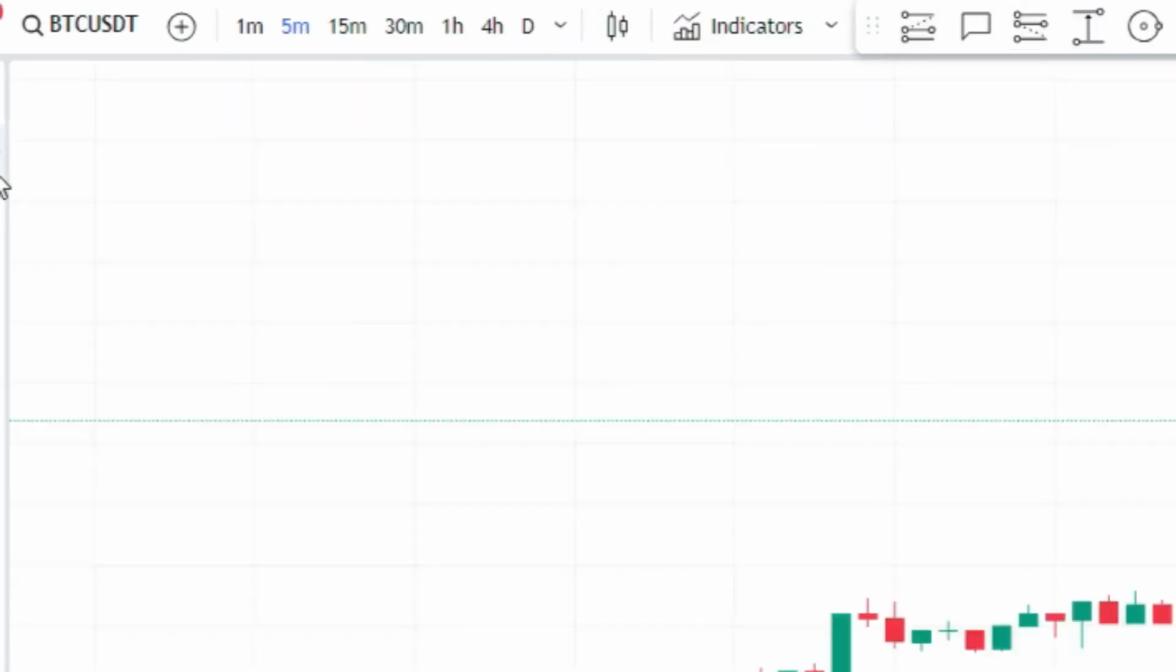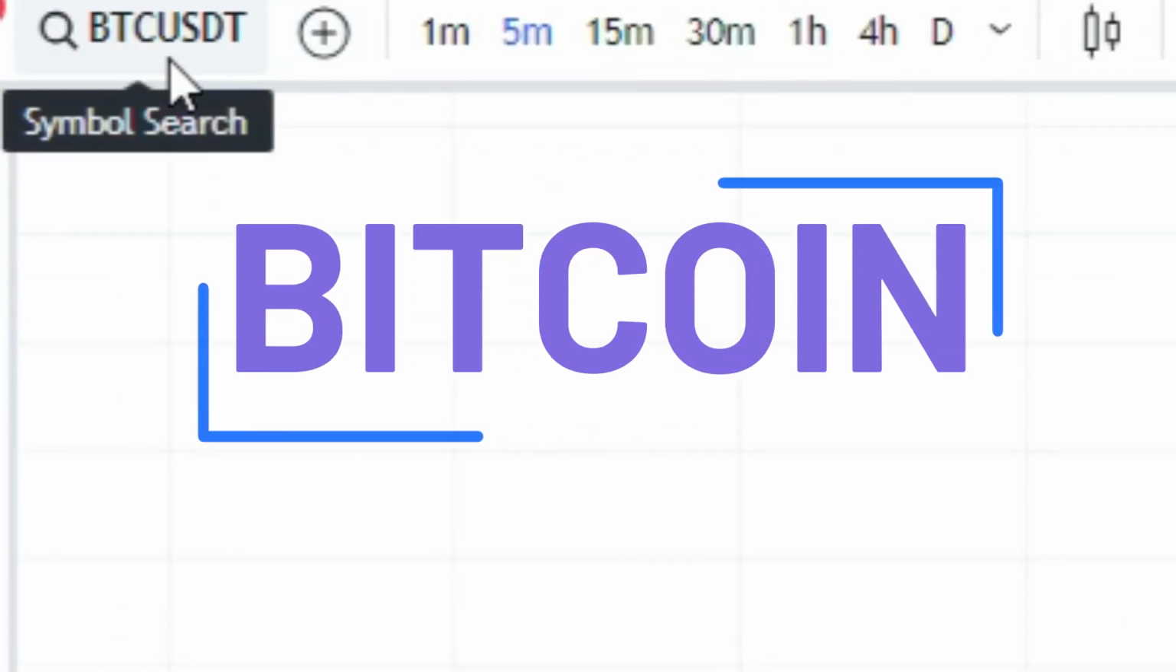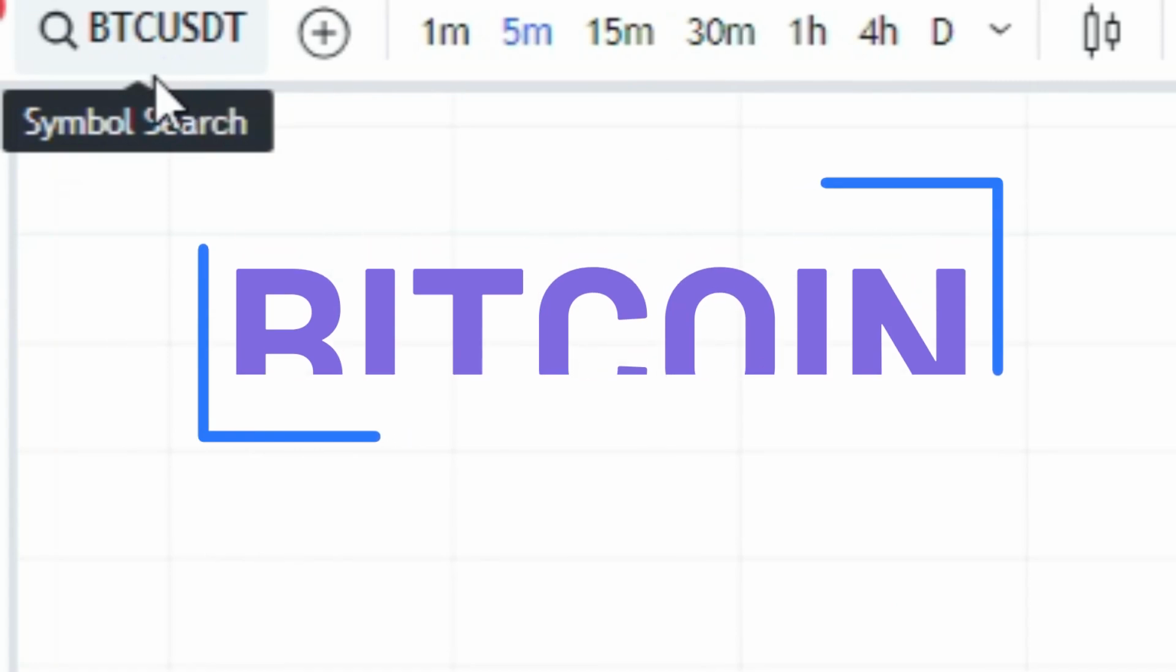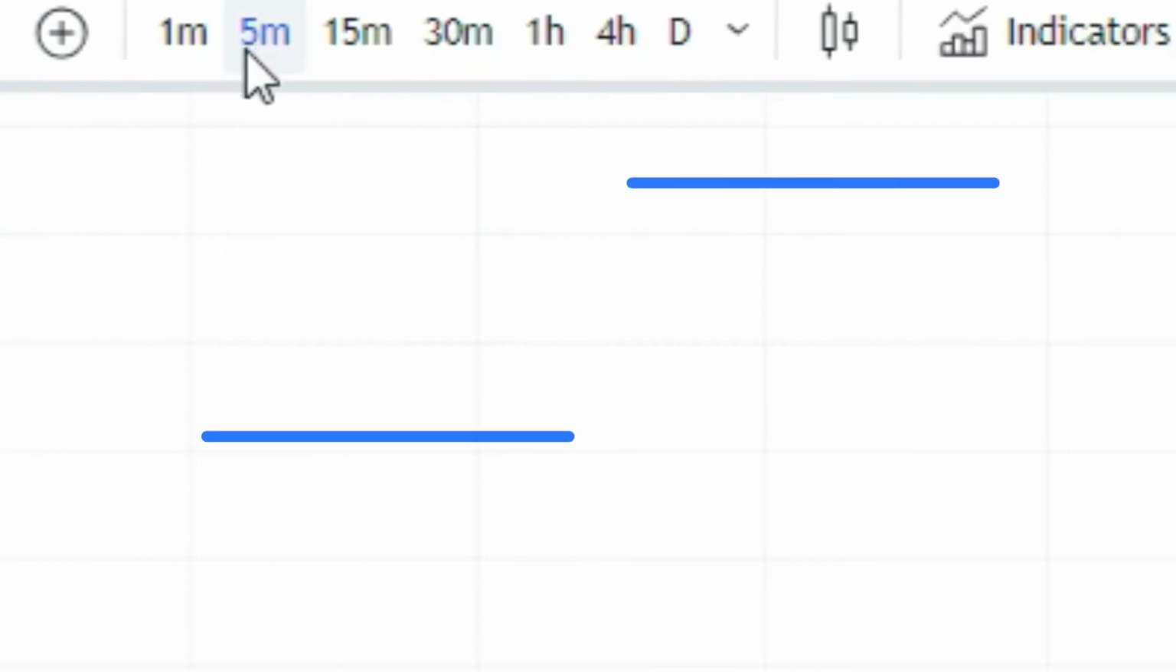First, head over to TradingView and pick the chart you want to trade on. I'm going with the Bitcoin chart on a 5-minute time frame, but feel free to choose any chart you like.